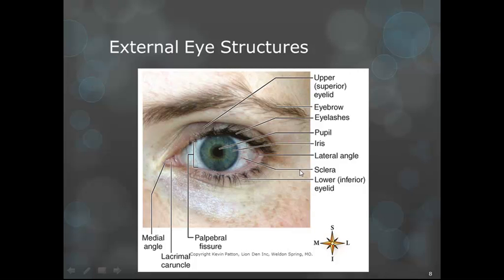So as you can see here, we have the pupil, which is the black part of your eye, which can dilate and constrict in given circumstances. The iris, which is the color of your eye, which can be blue, brown, hazel, or green. We have the sclera, which is the white part of the eye. And then we have the superior eyelids and the inferior eyelids. We also have the lacrimal caruncle and the medial angle over here in the corner.